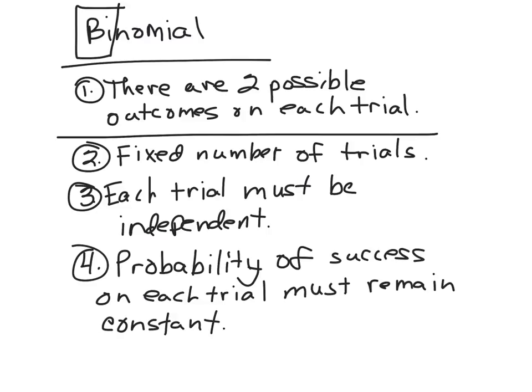It can't change from the beginning of the experiment to the end. If I roll a die 100 times and I'm interested in rolling fives, the probability of rolling a 5 on the 100th roll is the same as it was on the 50th roll, and that's the same as it was on the first roll. It's always 1 out of 6. So those are the 4 things that have to happen to have a binomial experiment.